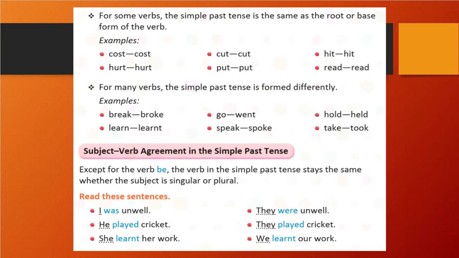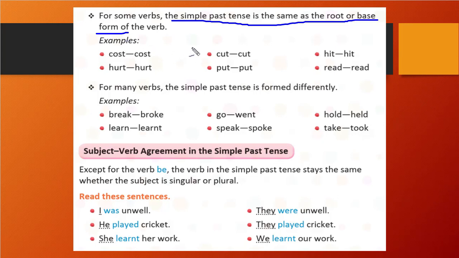Okay, so now let's see the next slide. What about other words that do not end with a consonant or an e, and end with another vowel or another letter? What will we do at that time? For some verbs the simple past tense is the same as the root or base form.